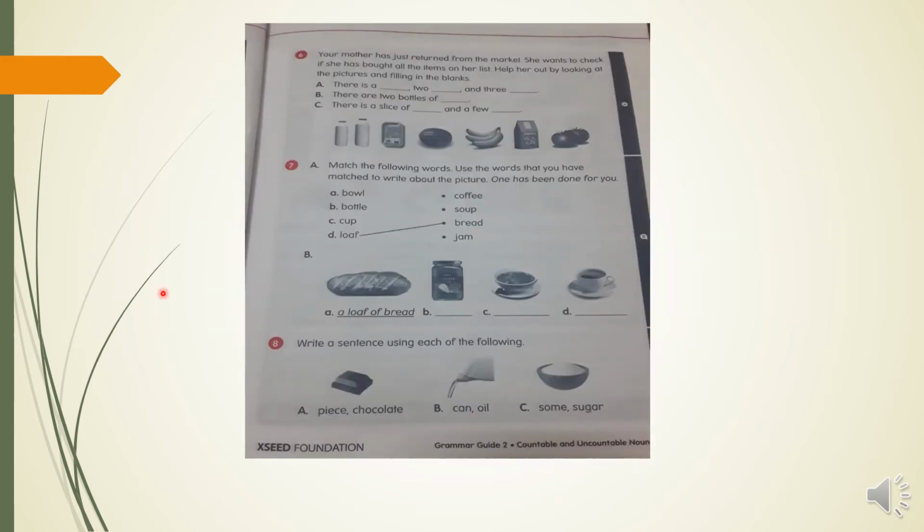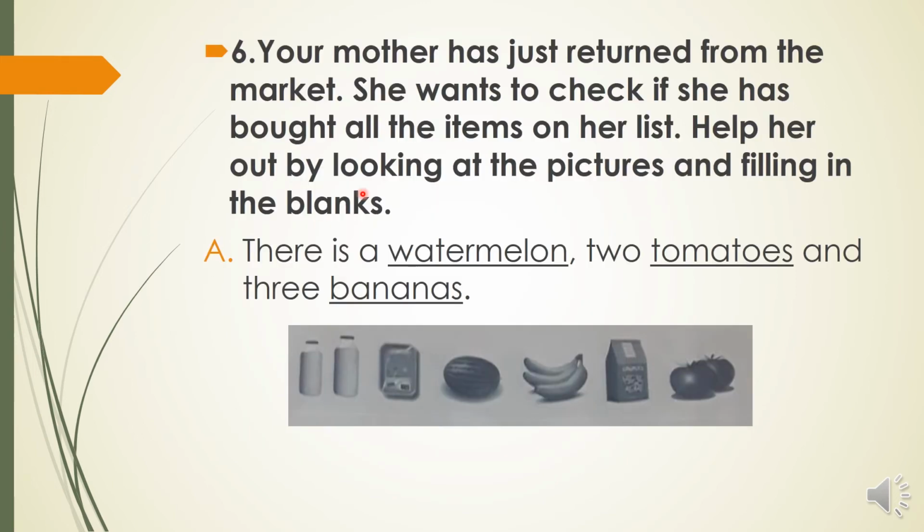Now, let's move on to the next page, page 7. Sixth question. Your mother has just returned from the market. She wants to check if she has bought all the items on her list. Help her out by looking at the pictures and filling in the blanks. So you have to fill the blanks. There is a dash, two dash and three dash.